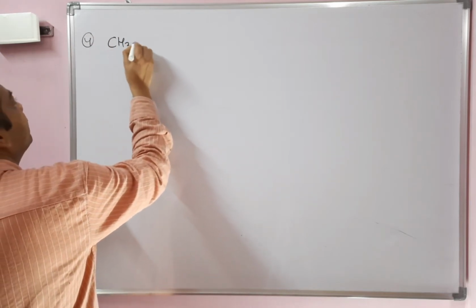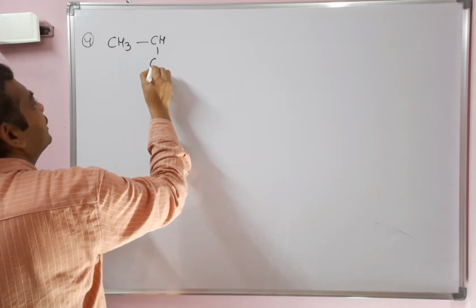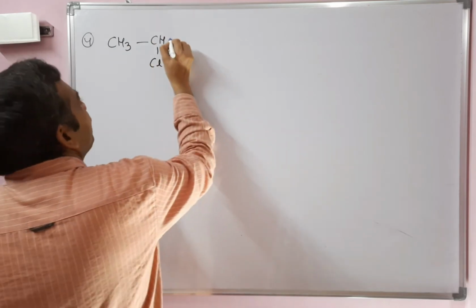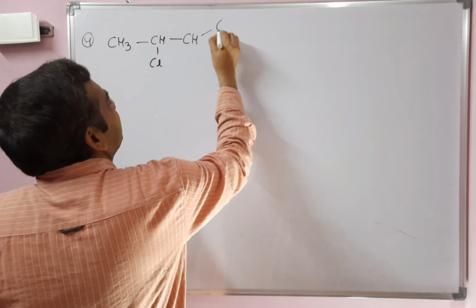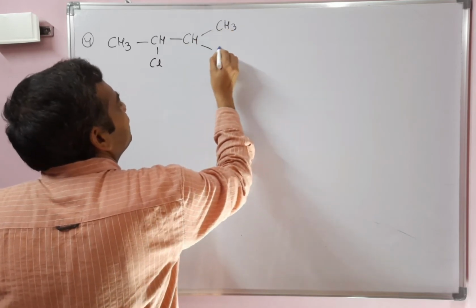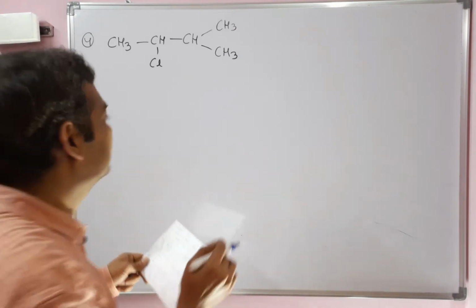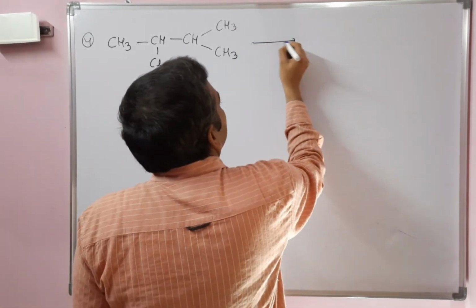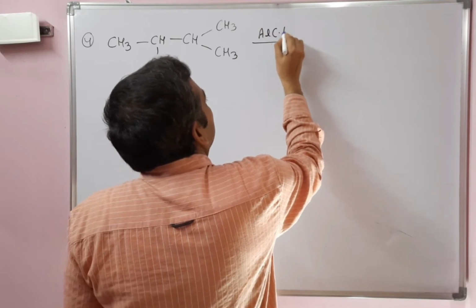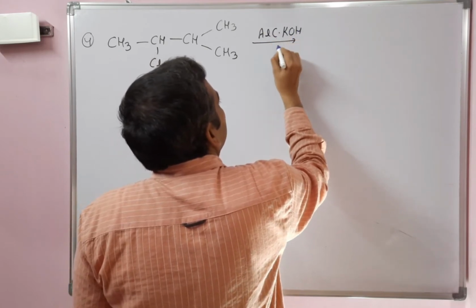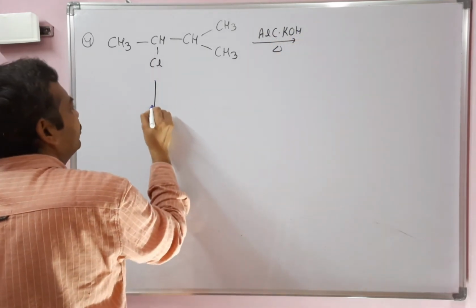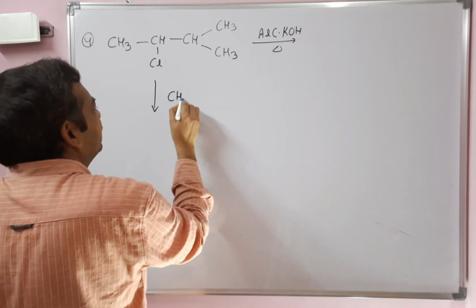Fourth example, CH3, CH, Cl, CH3. Very important example. We will write two possible ways. Alcoholic KOH under heating condition, and the same reaction with potassium tertiary butoxide.